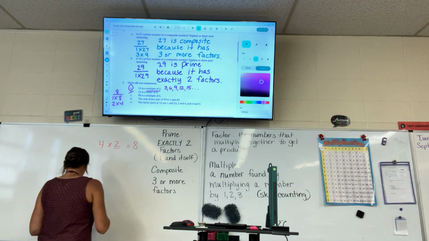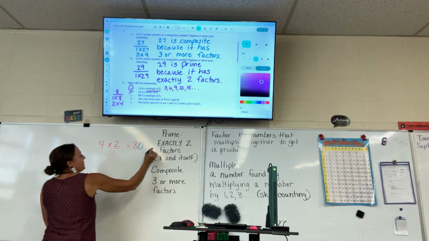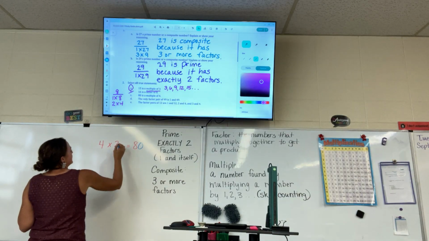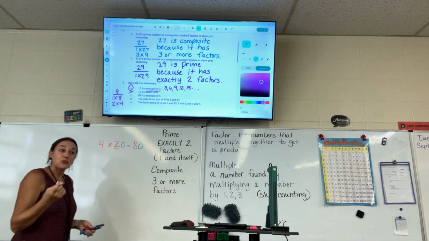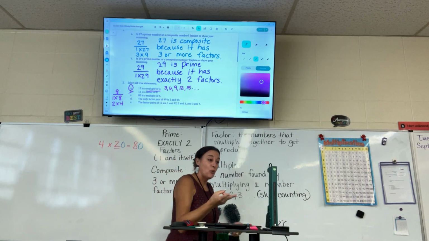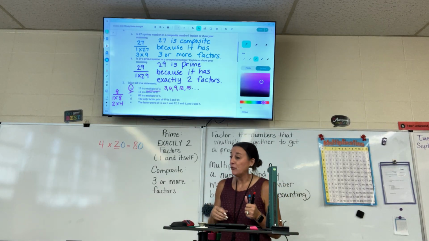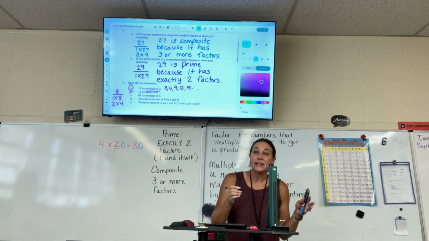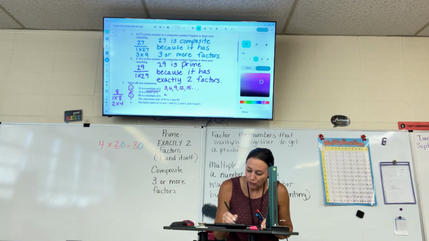This is cool. If I add a 0 on this side of the equal sign, what do I have to do over here? Same thing. Add a 0. So if you count by 20s, 20, 40, 60, 80. So is 80 a multiple of 4? Yes. Because if we count by 4s 20 times, we're going to get 80. So we're going to circle C, and this is what I want you to write. 4 times 20 equals 80.